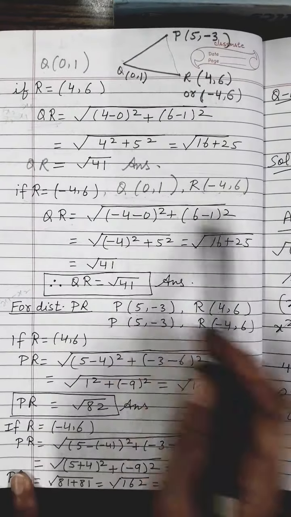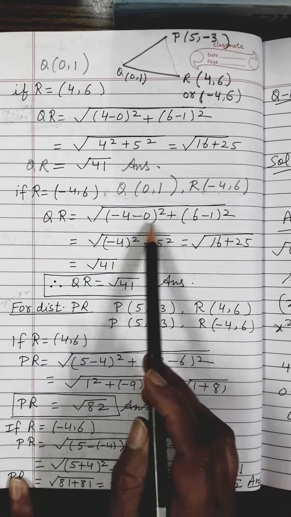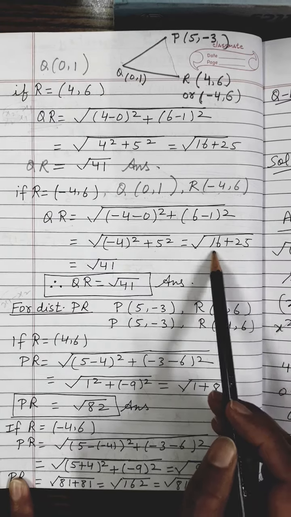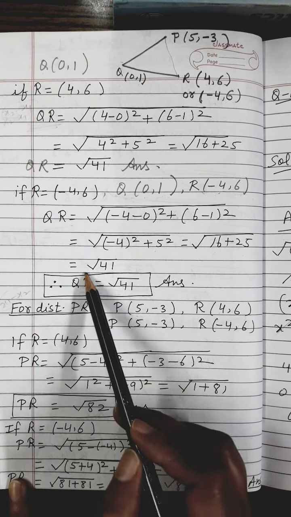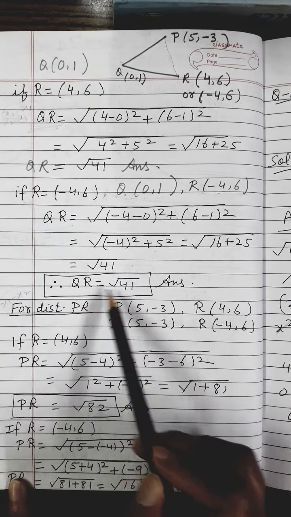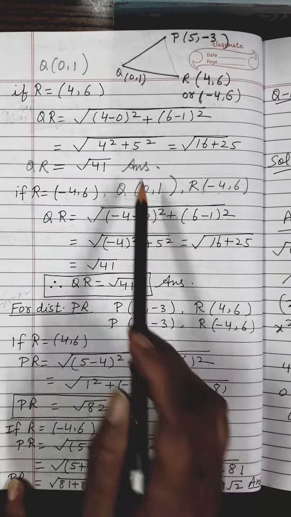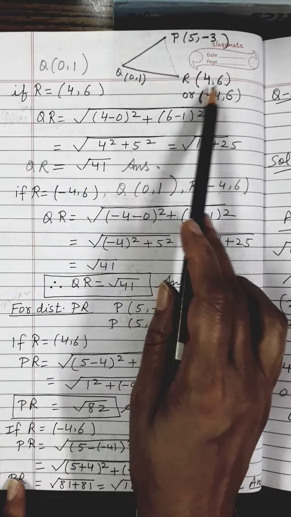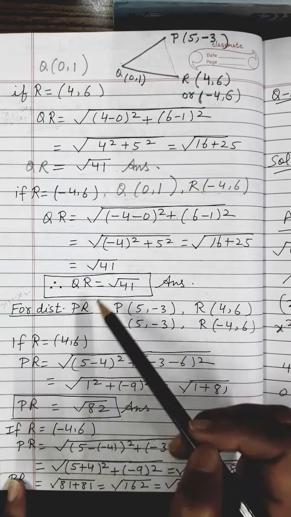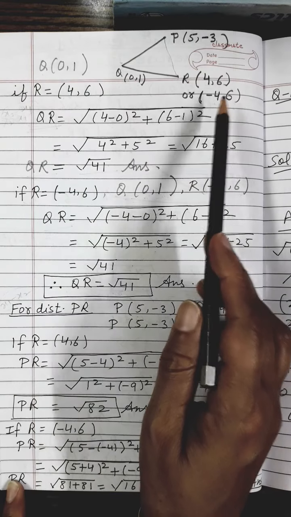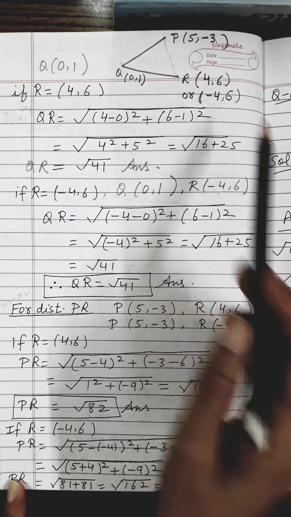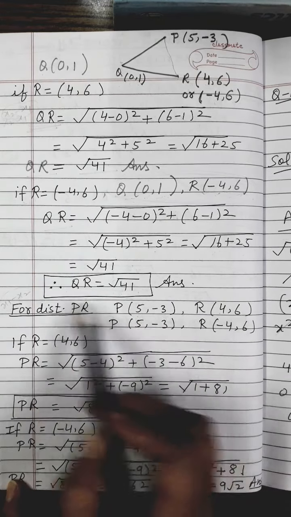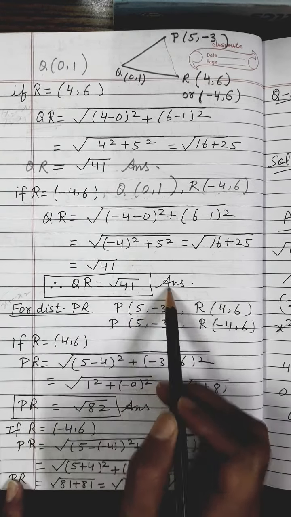Now come to the calculation part. Minus 4 minus 0 whole square will give you (-4) whole square and this will give you 5 square. So next step it will be 16 plus 25, which gives you root 41. So distance QR is root 41. What do you notice? If I calculate the distance QR with the (4, 6) coordinate, I get root 41. If I calculate distance QR with the (-4, 6) R coordinate, again I'm getting the same answer, root 41. So the final answer for distance QR will be root 41, right?